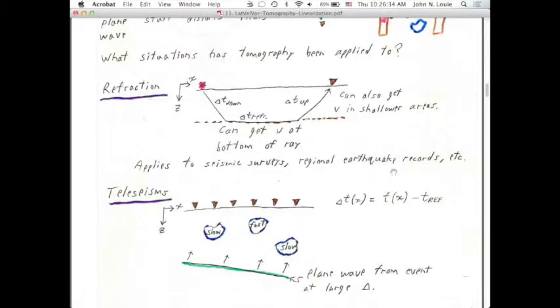Let's look at some examples that tomography still gets applied to. All right, there's refraction. You can apply it to seismic surveys. You can apply it to regional earthquake records, et cetera, et cetera. Okay.